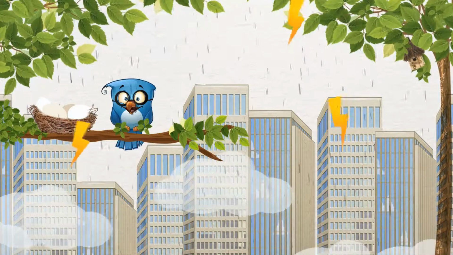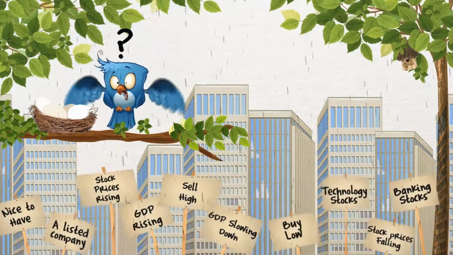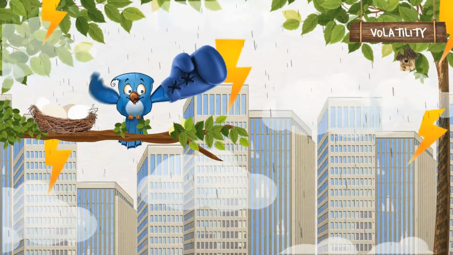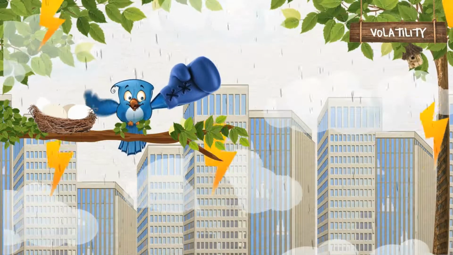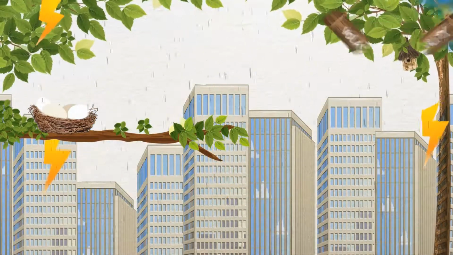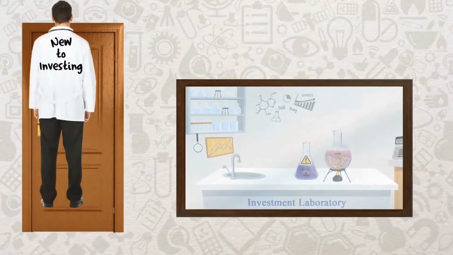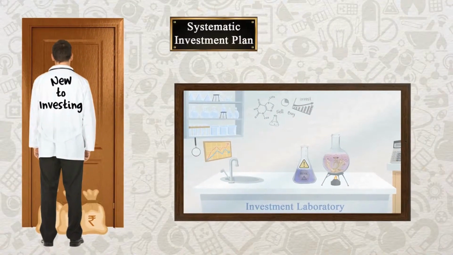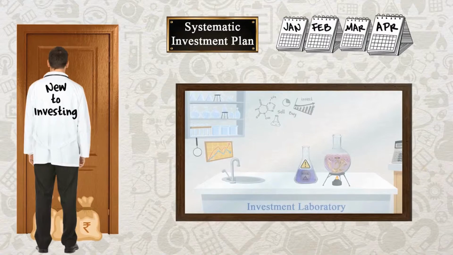Well, if you're just a little smart about the upcoming weather in the stock market, you can really turn volatility into a powerful weapon and use it against itself. Seriously, it's time to beat volatility at its own game. And for a beginner, there's a very simple start. Systematic investment plan, a way to invest regularly.